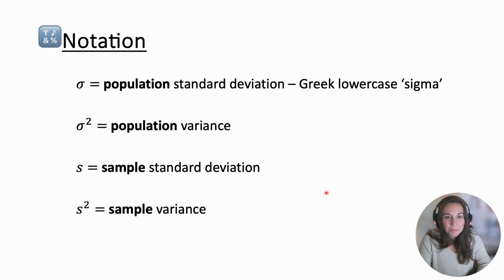So this helps our reader know instantly whether we're talking about a sample or a population just by looking at the notation. Because if we see sigma, we know it's population standard deviation. If we see S, we know it's a sample standard deviation, and it's a statistic. So these sigma and sigma squared are considered parameters, whereas S and S squared are considered statistics.